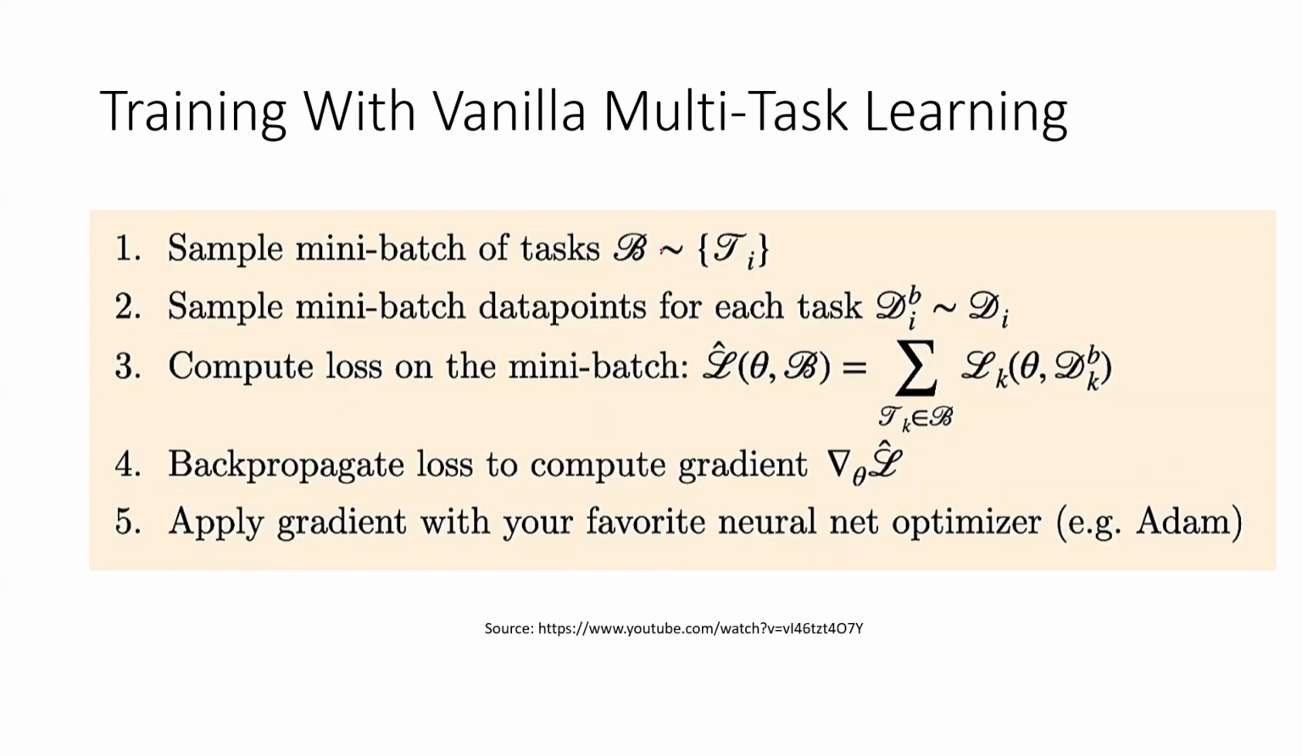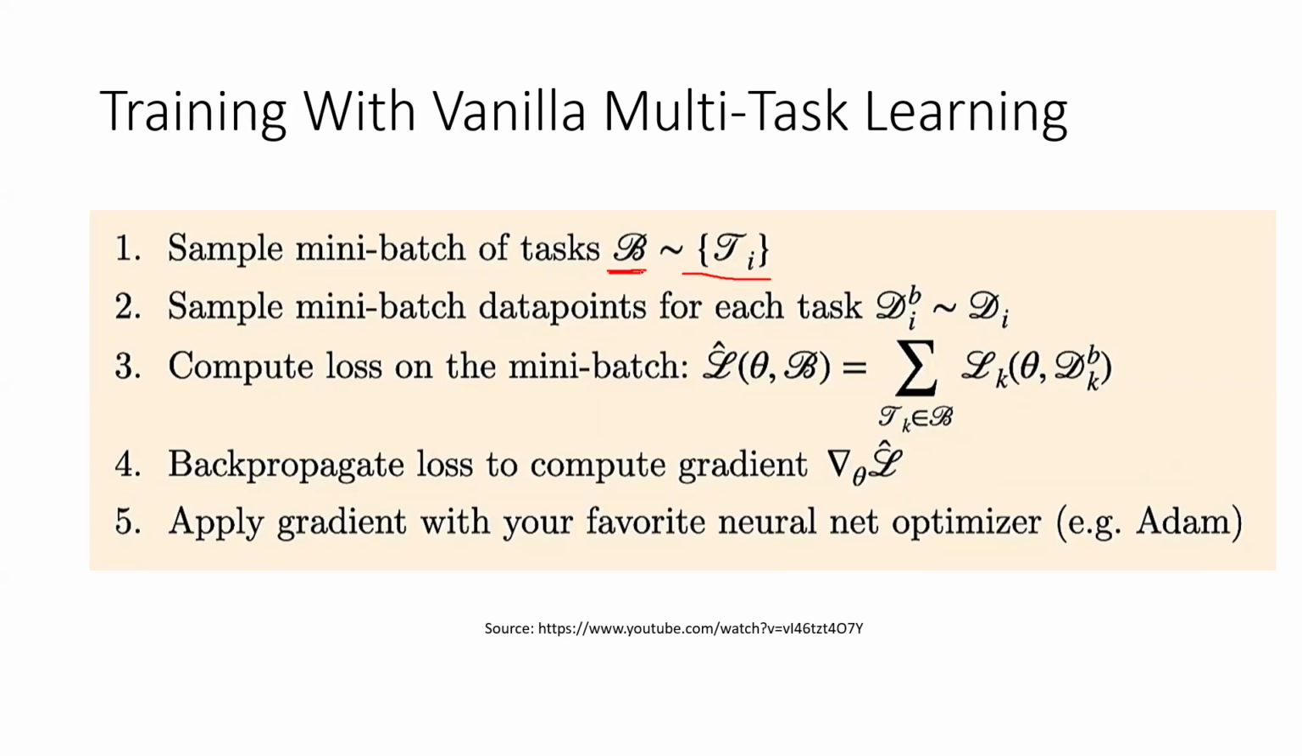there is a distribution of tasks. Each of them we can consider as i. There are many tasks in this distribution. We get a sample of these tasks known as a mini batch, denoted by the letter capital B.